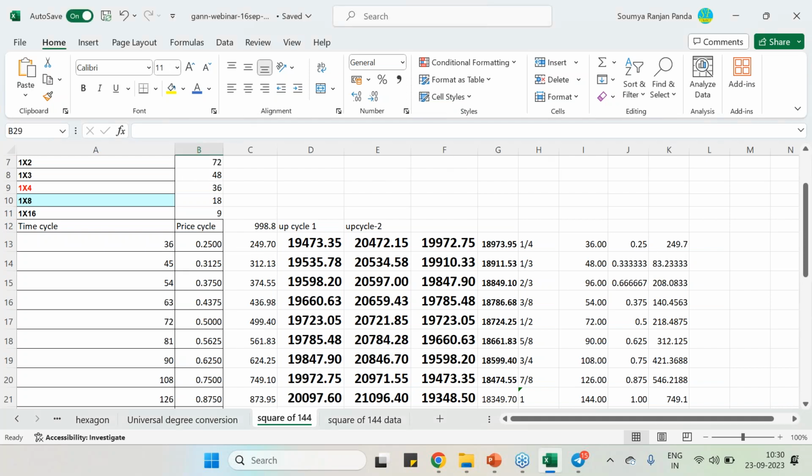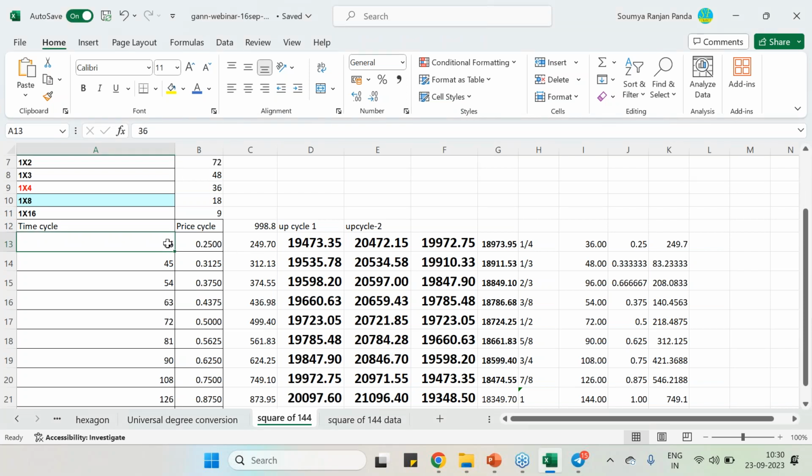Time cycle is what? 10, 144, 12. 12 is the time, 12 years it takes to rotate. So 12 squared is 144. So anything derived from 144 is a time cycle. It is not the price cycle. So we have to derive the price cycle.